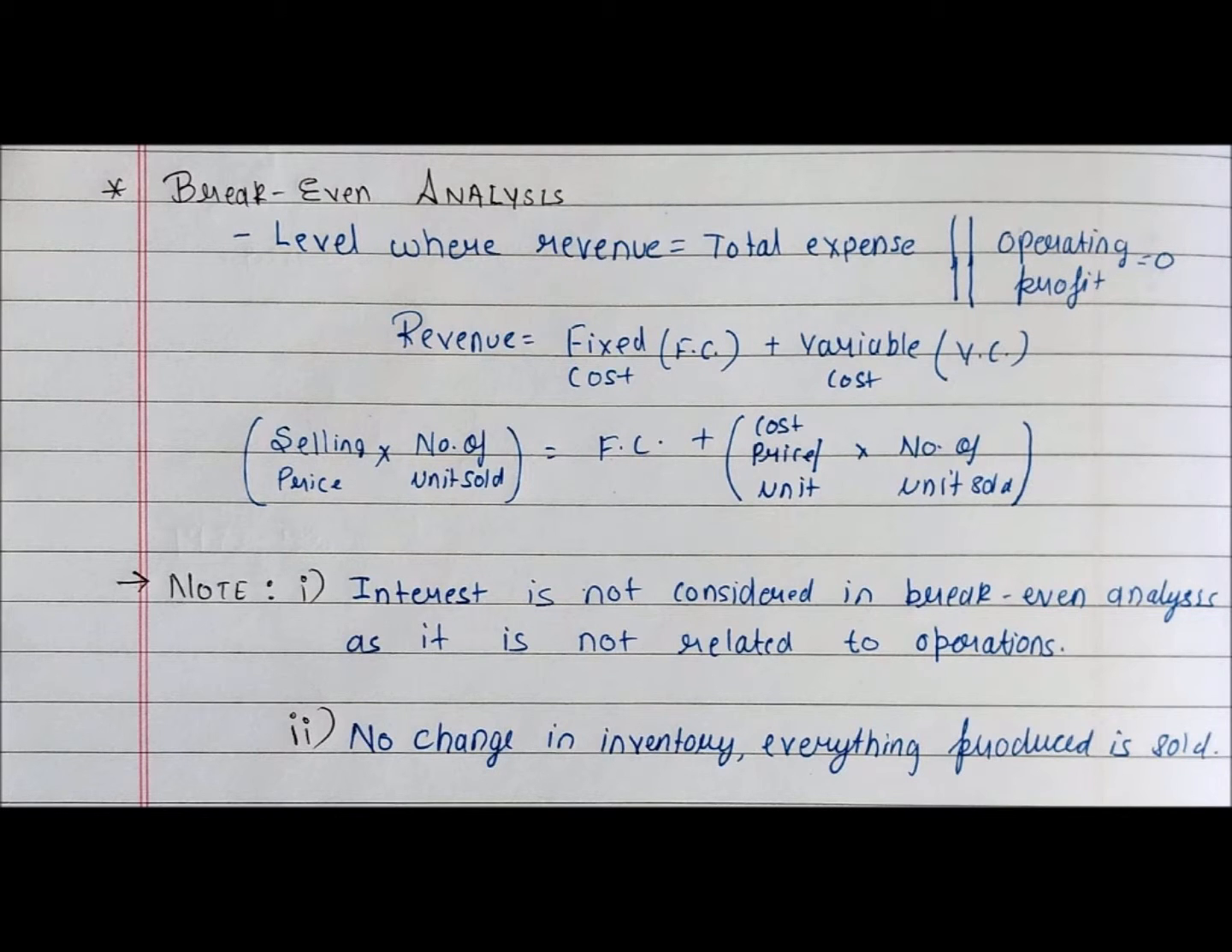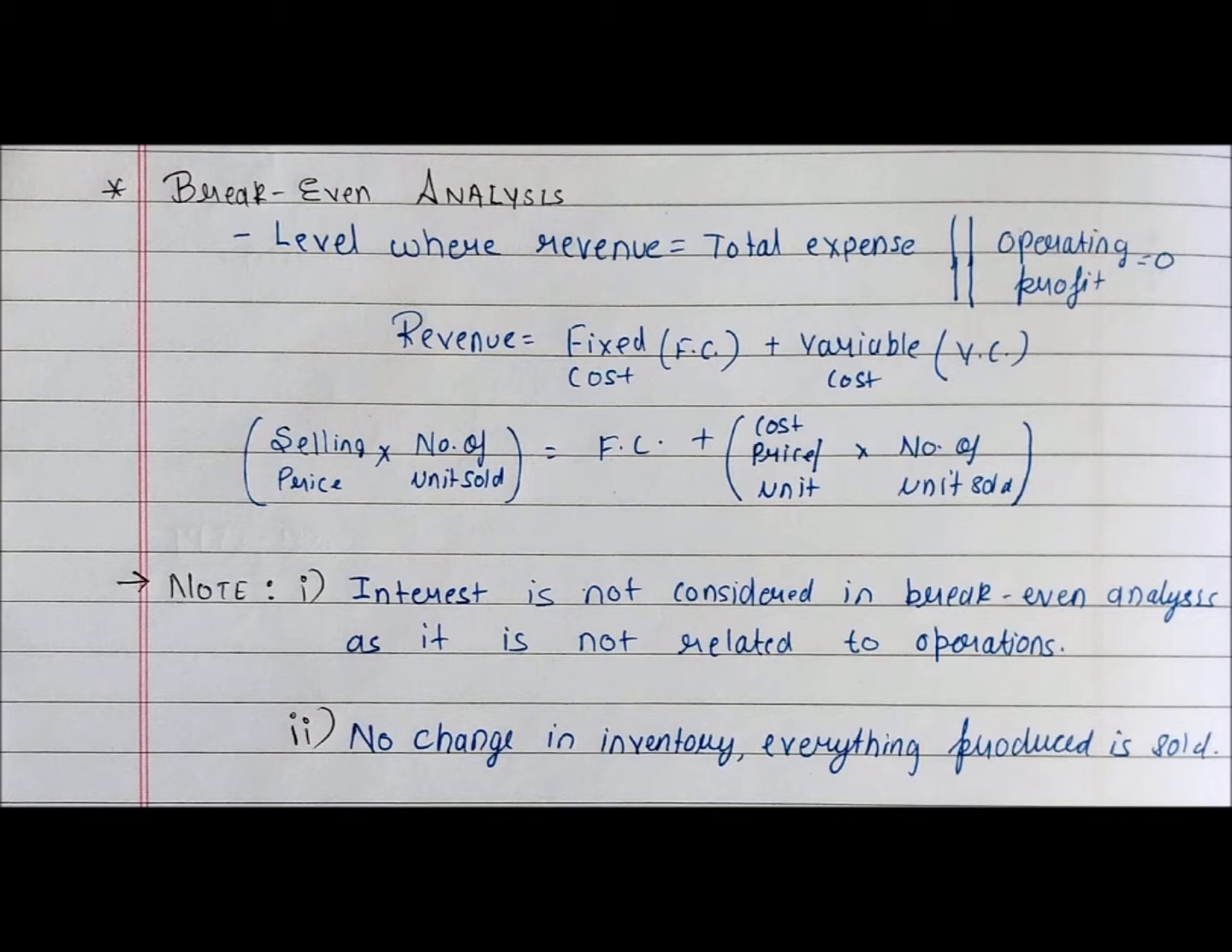Okay, so what is break even analysis? Break even analysis is that point where your revenue is equal to your total cost. So we are incurring a fixed cost as well as a variable cost. At what number of units of sales is your revenue equal to your total cost? So the revenue is equal to fixed cost plus variable cost. So selling price into number of units is equal to fixed cost plus cost price of unit into number of units. So that's the variable cost. It's very easy. We'll explain it with an example.